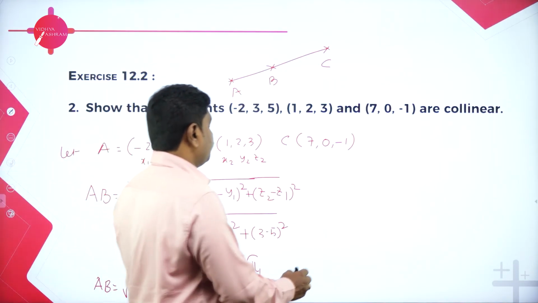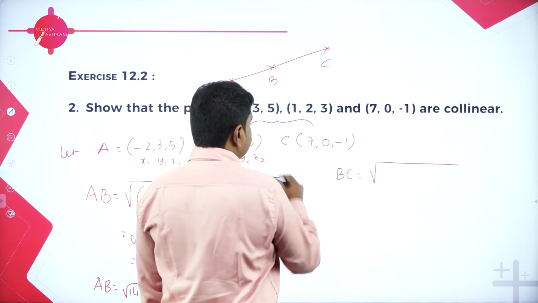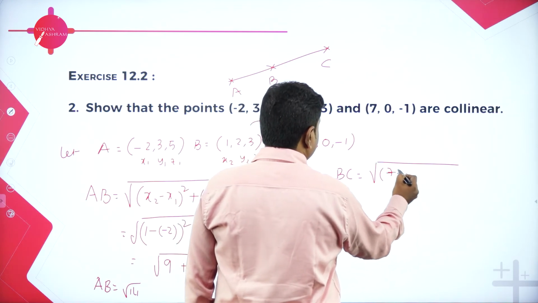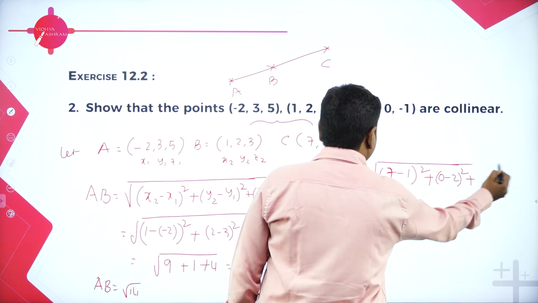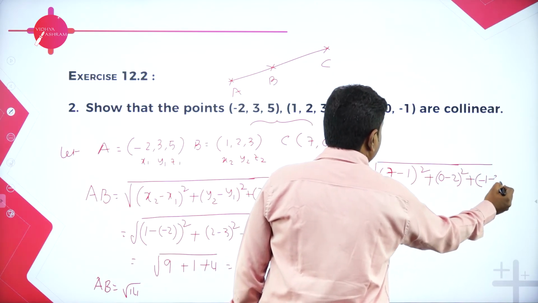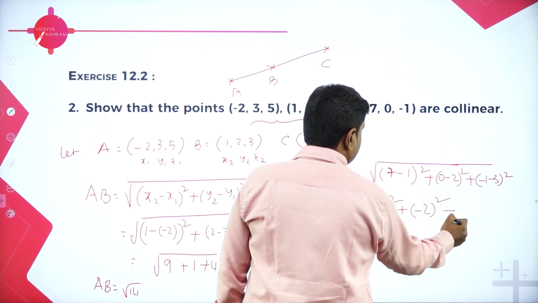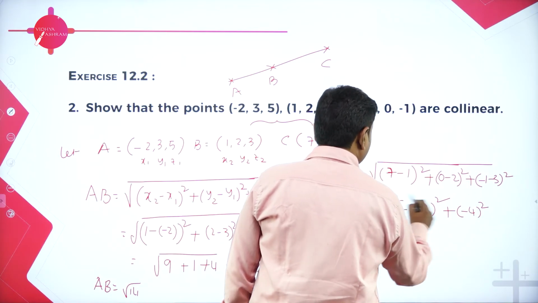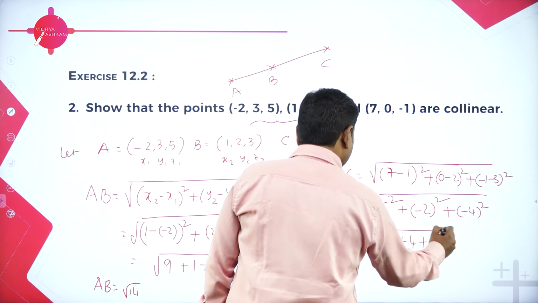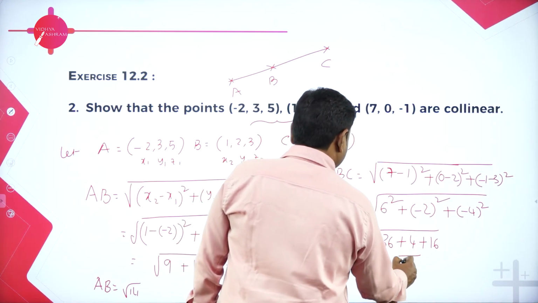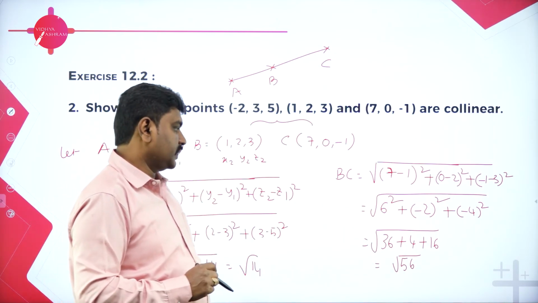Now let us find BC. Again apply the distance formula between B and C. That will become the difference of x coordinates, 7 minus 1 the whole square, plus 0 minus 2 the whole square, plus minus 1 minus 3 the whole square. 6 square, minus 2 the whole square, minus 4 the whole square, under the root. So 36 plus 4 plus 16 under the root. Root 56 it will be.